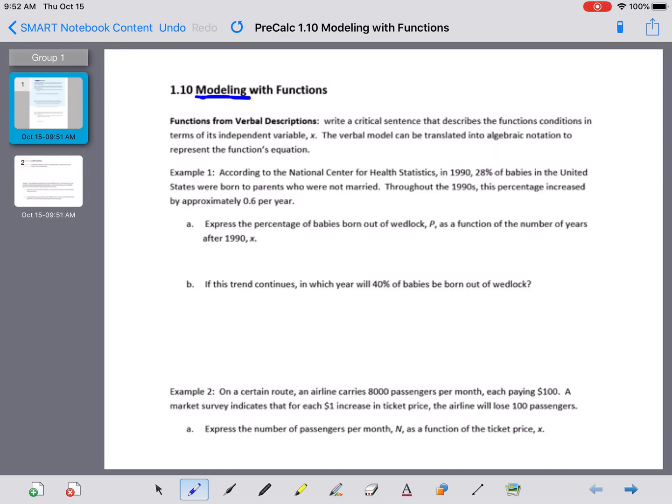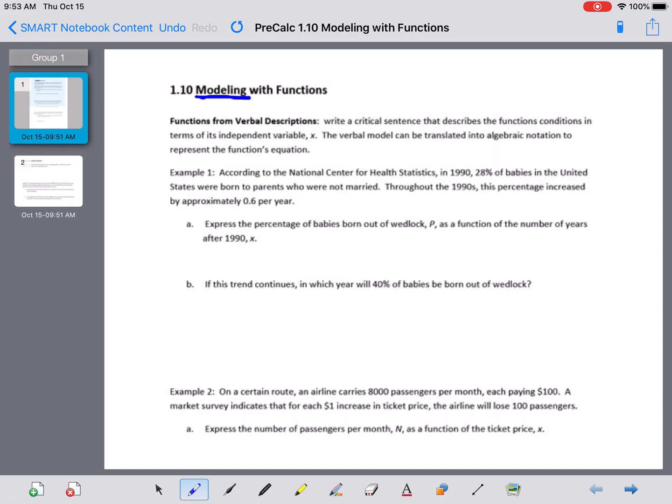So, functions from verbal descriptions. Write a critical sentence that describes the function conditions in terms of its independent variable x, and the verbal model can be translated into algebraic notation to represent the function's equation. Okay, fancy way to say we're going to model with functions instead of equations, so we're going to see a lot of f of x or p of x or q of x or whatever it is they want us to use. So a lot of this is more tailoring things to the type of equation or what they ask us to do.